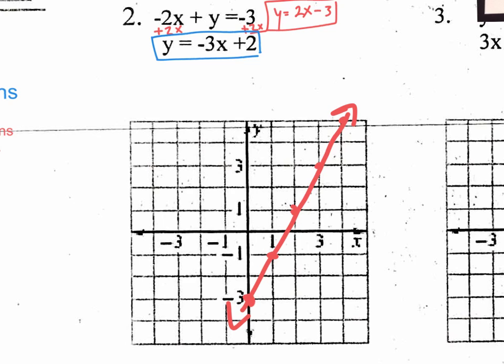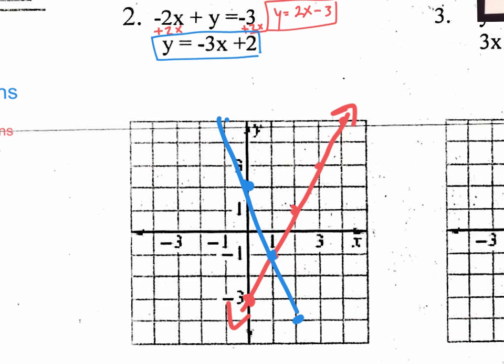And now let's look at the blue one. Where does the blue one cross the y-axis? At positive 2, which is up here. And now from that point, what's my slope? Down 3, 1, 2, 3, over 1. And guess what? We end up right here. You could keep going down 3 over 1 if you want. You could even go backwards, up 3 over 1, to make it as long as you want.